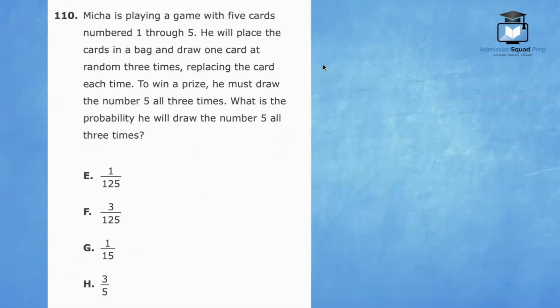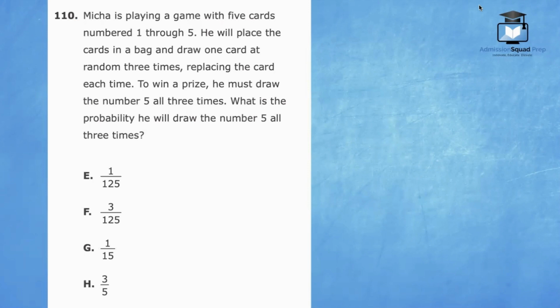Number 110. Micah is playing a game with 5 cards, numbered 1 through 5. He will place the cards in a bag and draw 1 card at random 3 times, replacing the card each time. To win a prize, he must draw the number 5 all 3 times. What is the probability he will draw the number 5 all 3 times?